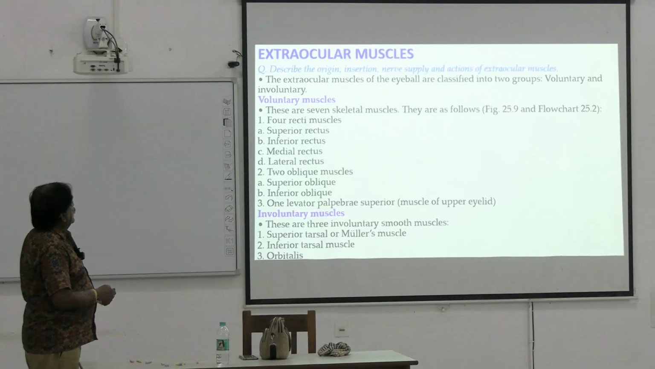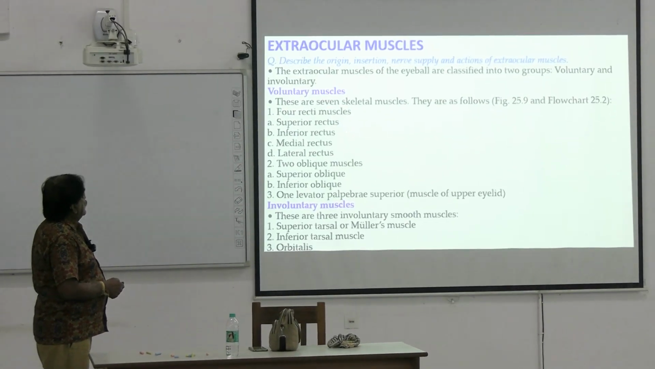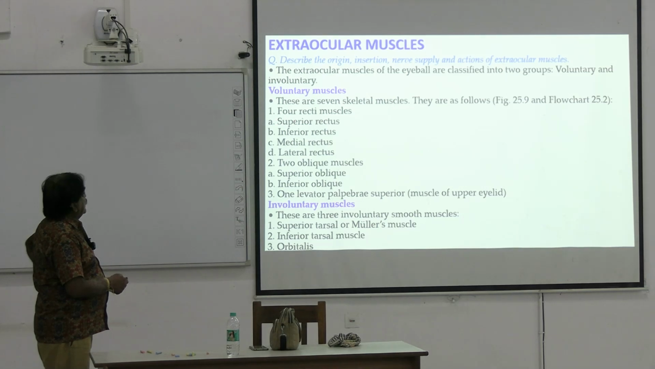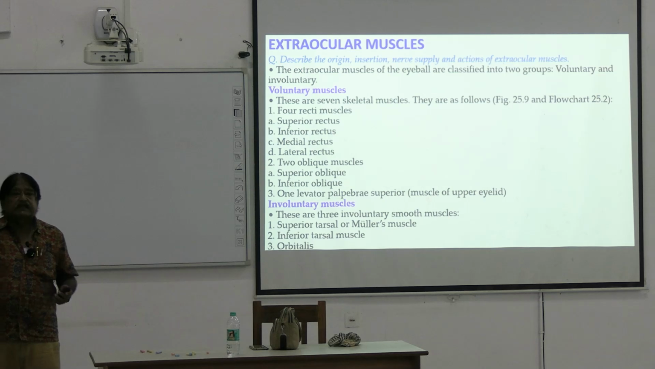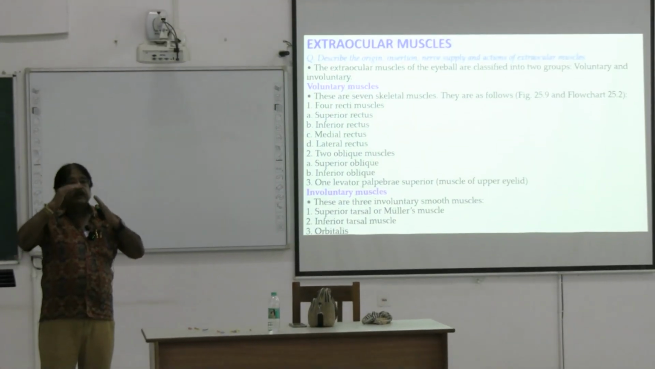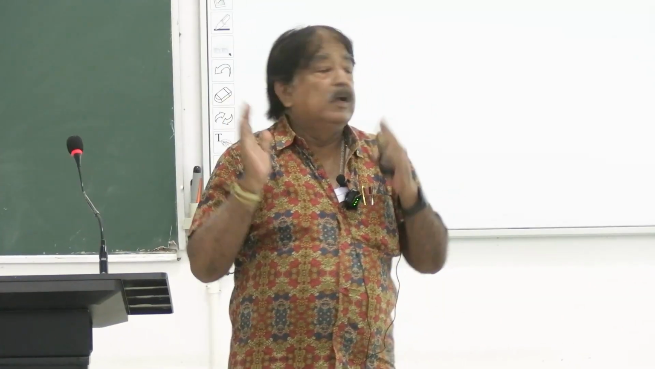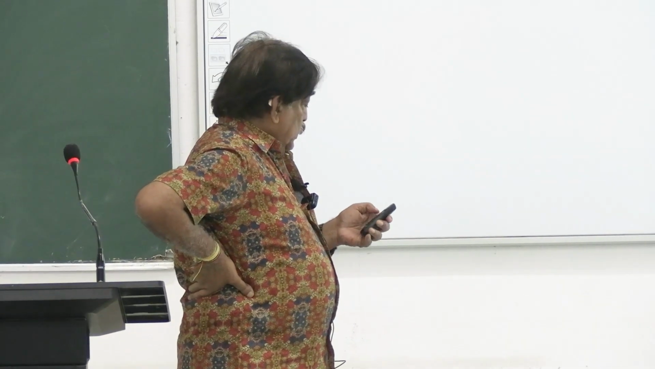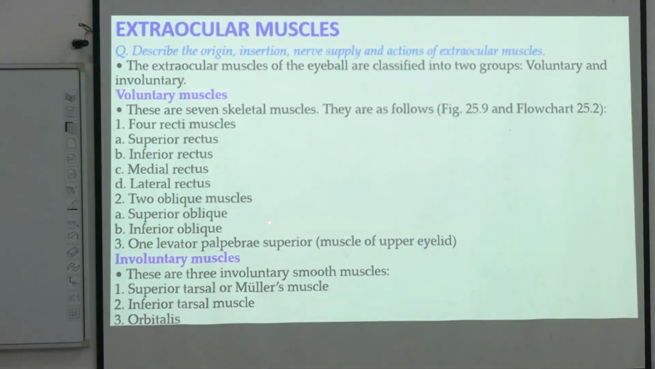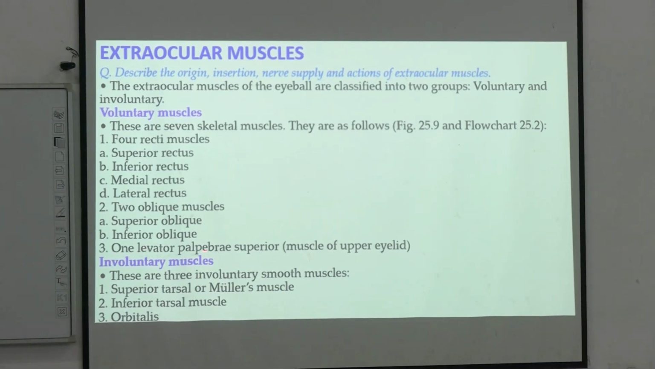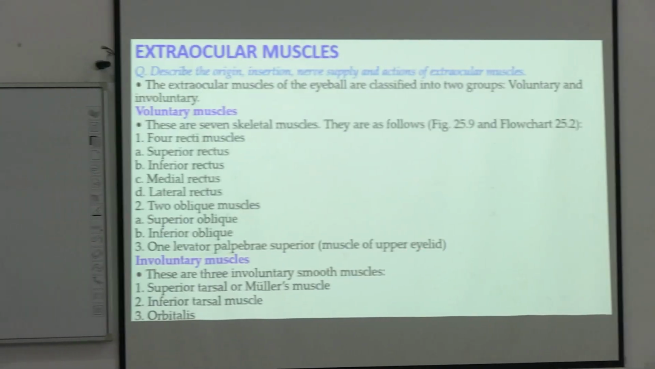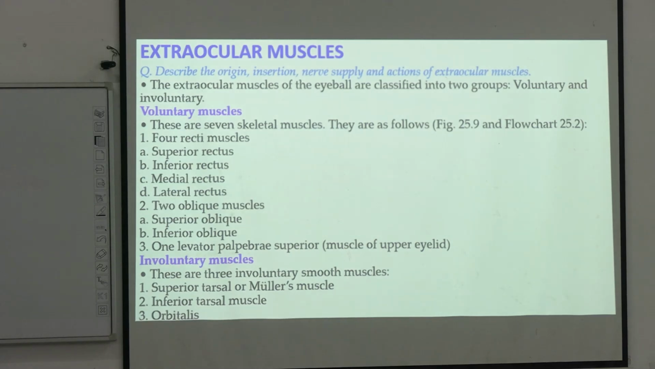They are as follows. 4 recti muscles: superior rectus, inferior rectus, medial rectus and lateral rectus. So 4 recti muscles, you just remember: superior, inferior, medial, lateral. Now 2 oblique muscles: superior oblique, inferior oblique. 1 Levator Palpebrae Superioris, muscle of the upper eyelid. And involuntary muscles, these are 3 involuntary smooth muscles: superior tarsal or Muller's muscle, inferior tarsal and orbitalis.